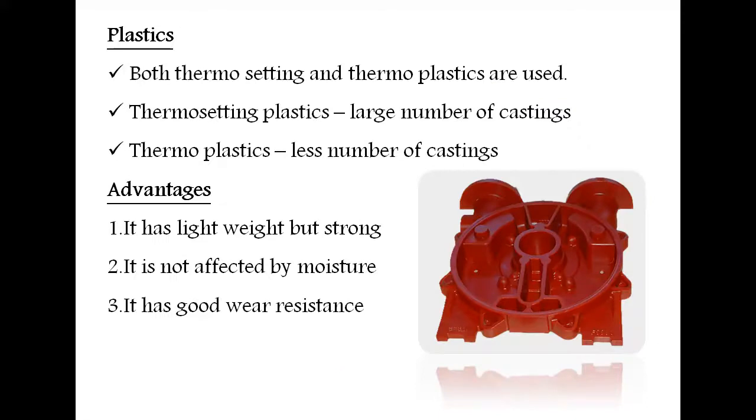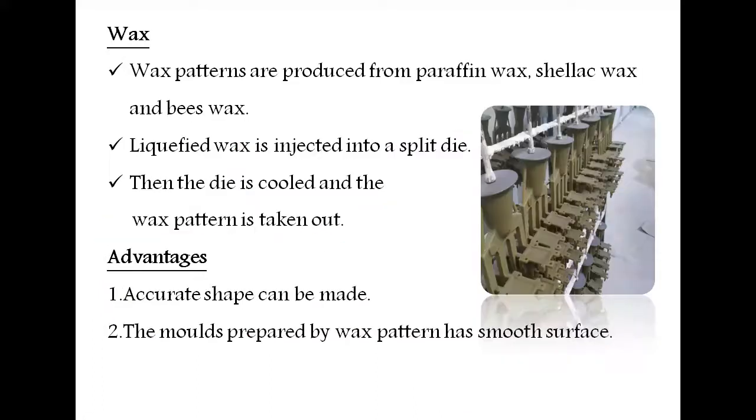Plastics. Thermosetting plastics and thermoplastics are used, depending on the application. Thermoplastics are used for fewer castings because of their shorter life. They are recyclable, but rigidity is less compared to thermosetting. For a large number of castings you have to use thermosetting. The advantages are that plastic is lightweight, not affected by moisture, and has good wear resistance. This is the reason to use plastic.